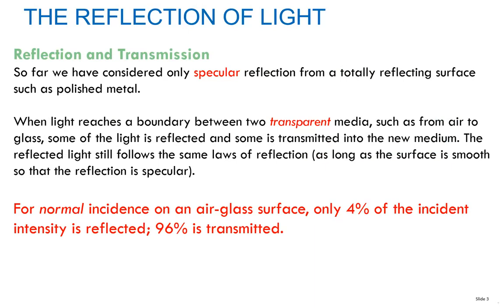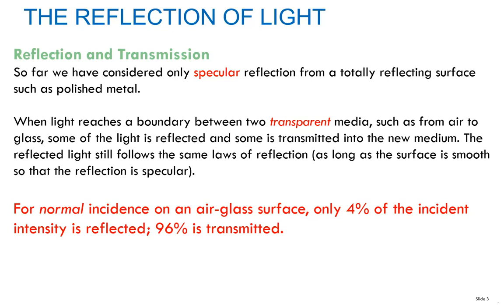So we've learned about the two types of reflection. Specular is listed here. What's the other type of reflection? Diffuse. It's the one where you can't see a mirror-like reflection because the surface is rough on a microscopic level. There is a third type that we simply don't have to know about, and that's called phase conjugate.